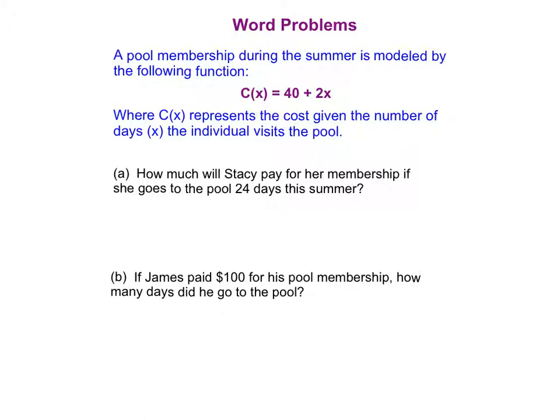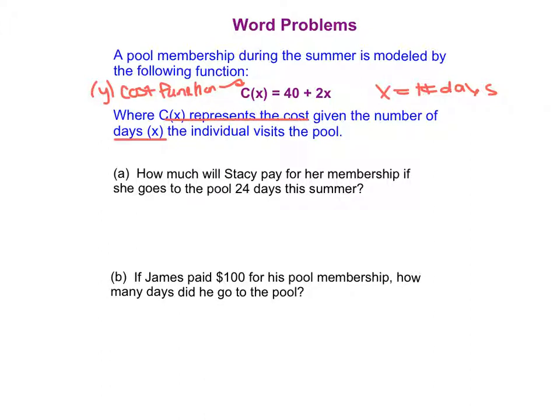It says c of x equals 40 plus 2x. And then it says where c of x represents the cost. So this is really the cost function. That's what this is. C of x represents the cost, so y represents the cost, given the number of days x. So x equals the number of days that the individual visits the pool. So we've broken that down for ourselves.